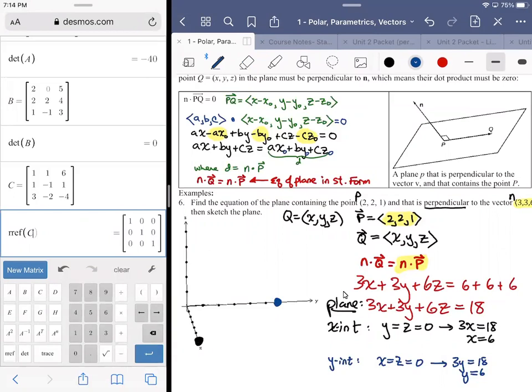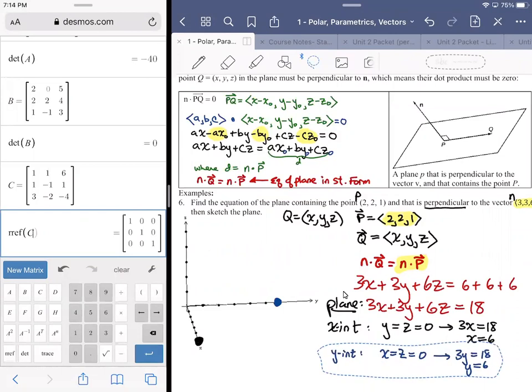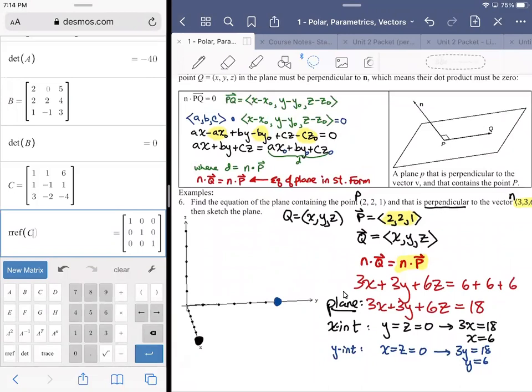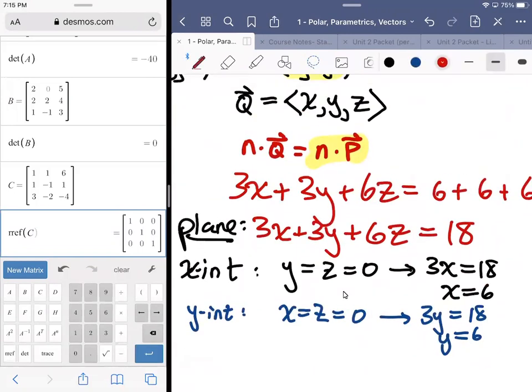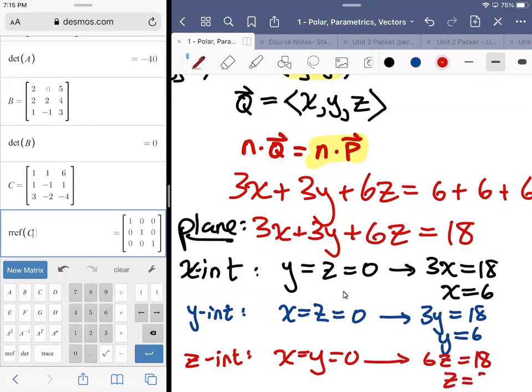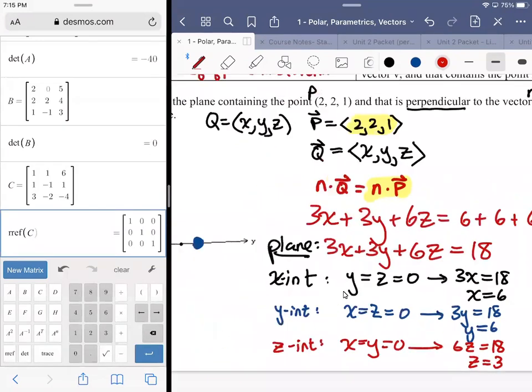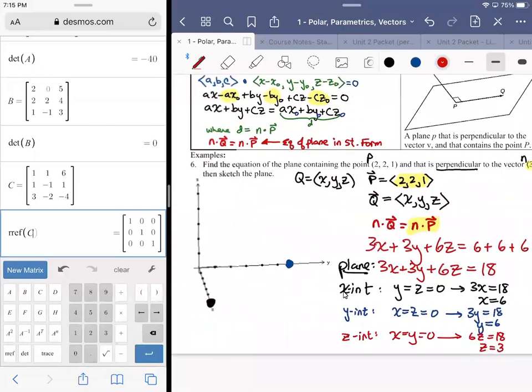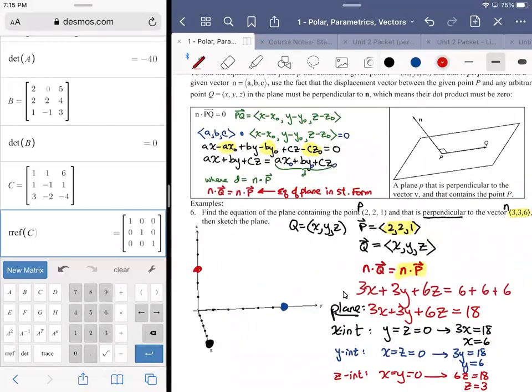And then finally, the z-intercept occurs when x and y are equal to 0, which means that 6z is equal to 18, which means z in turn is equal to 3. So at that point, I have intercepts that I can connect.